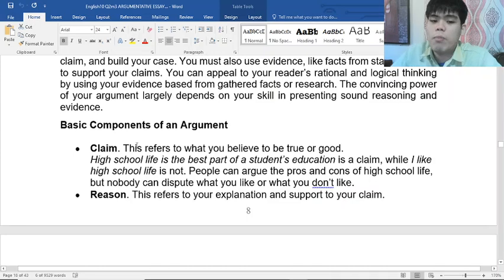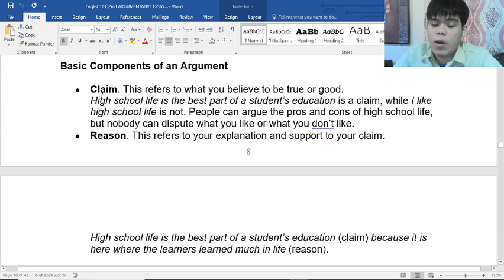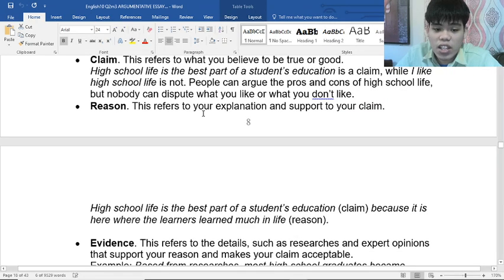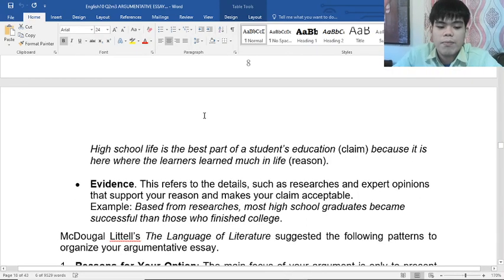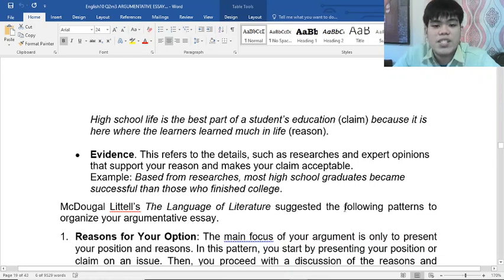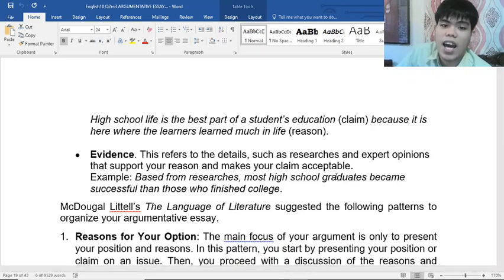Now, here are the basic components of an argument. So, first of all, your claim refers to what you believe is true or good, or whether you agree or disagree. Reason refers to your explanation to support your claim, together with the evidence. Next and last is the evidence. So these are the supporting details on which you base your explanations. This refers to details such as research and expert opinion that support your reason and make your claim acceptable.